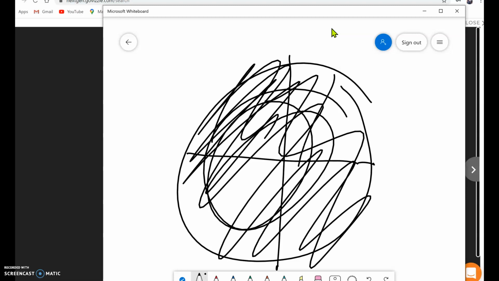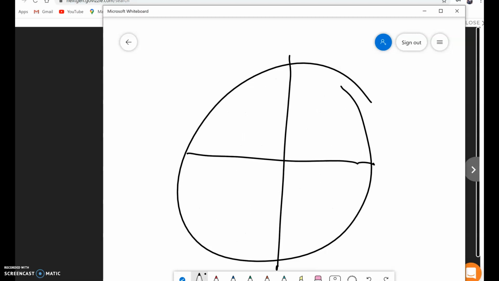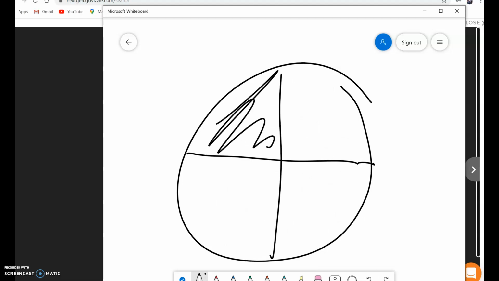And those are all shaded in. But Miss Crystal decided to only have 1/4. This is 1/4 of the pizza. Great job, guys.